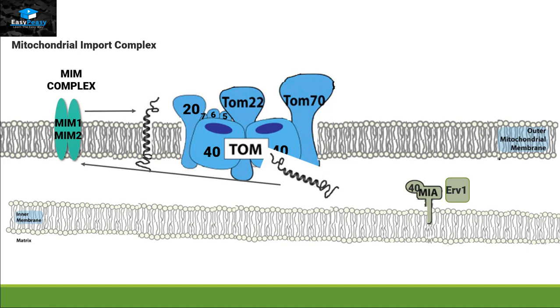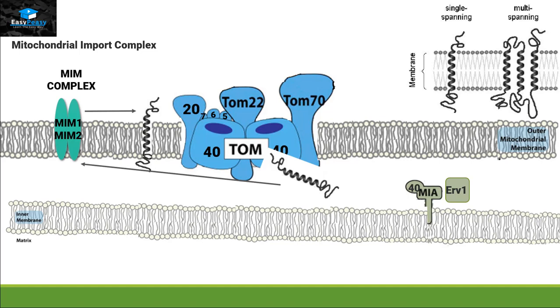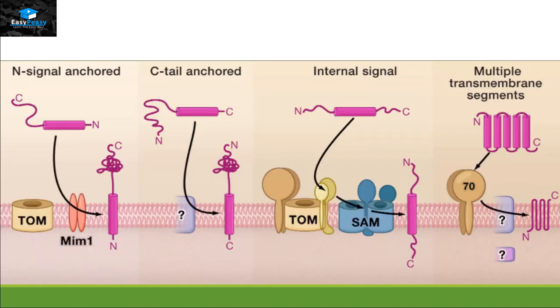Now, this alpha helical structure can be single spanning or multi-spanning. We have 4 different types of alpha helical structures that can incorporate in the outer membrane of the mitochondria. The first sequence is called the N-signal anchor sequence. As you can see, the hydrophobic region is present near the N-terminal, and it is used to incorporate this protein inside the membrane, and the rest of the protein will stay inside the cytosol.